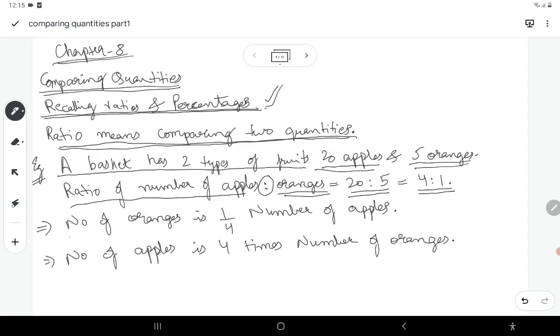So in fraction, what is it? The number of oranges is 1 by 4 times the number of apples, and the number of apples is 4 times the number of oranges.